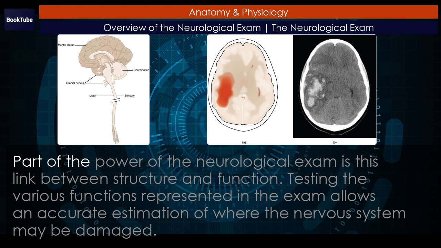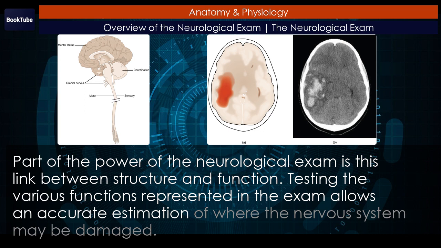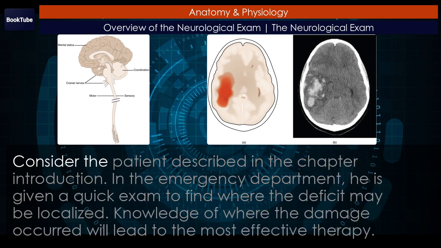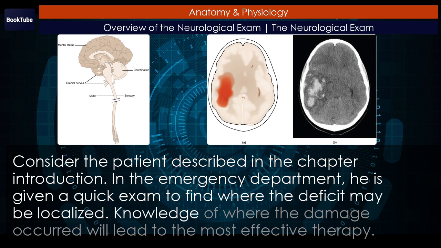Part of the power of the neurological exam is this link between structure and function. Testing the various functions represented in the exam allows an accurate estimation of where the nervous system may be damaged. Consider the patient described in the chapter introduction. In the emergency department, he is given a quick exam to find where the deficit may be localized. Knowledge of where the damage occurred will lead to the most effective therapy.